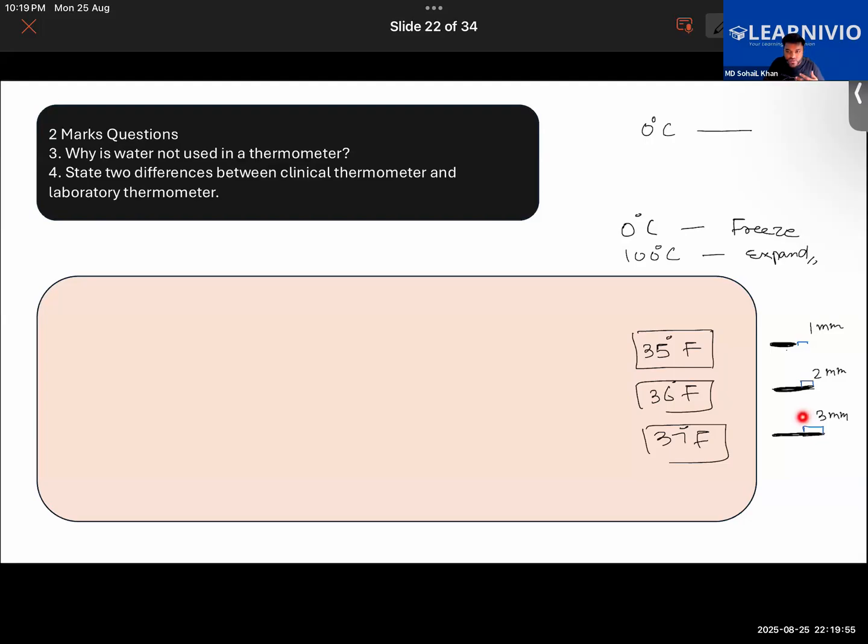Just for the sake of explanation, I am writing it down, but it does not hold any accurate meaning. So it is expanding in a uniform manner.